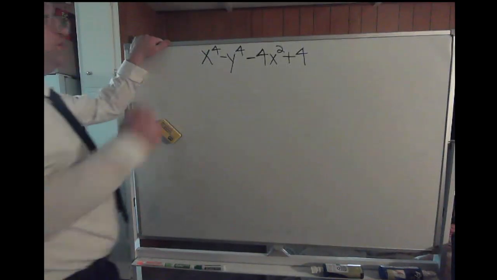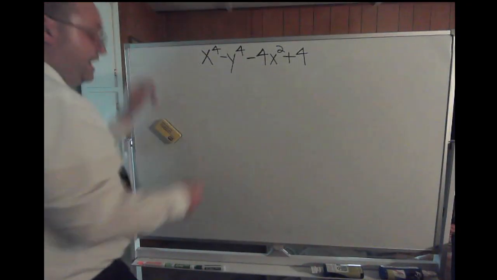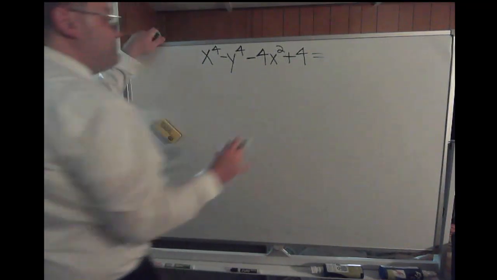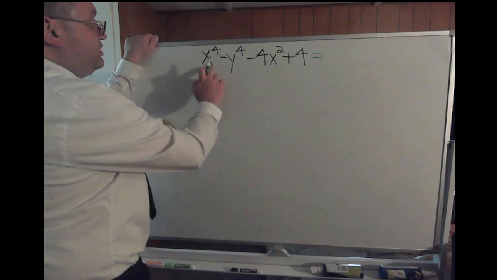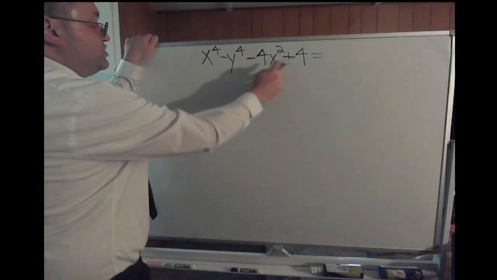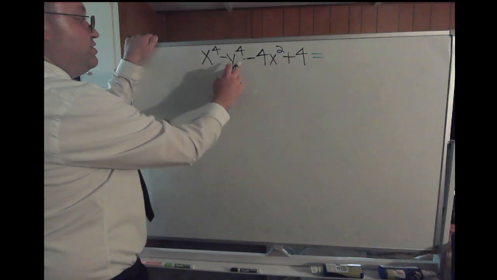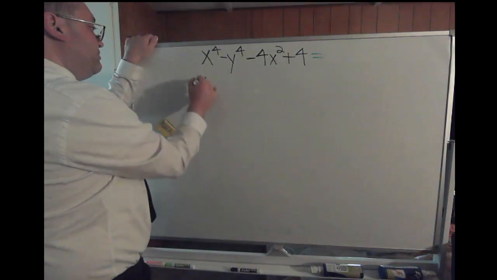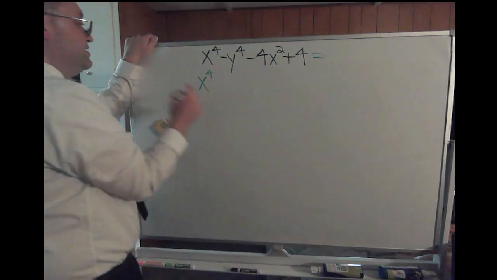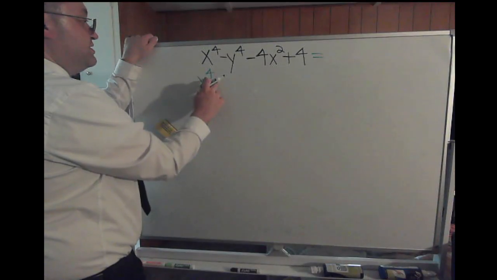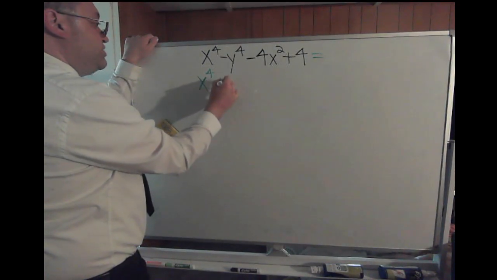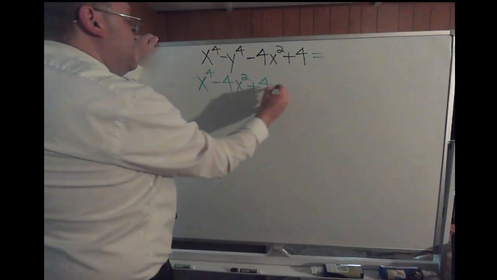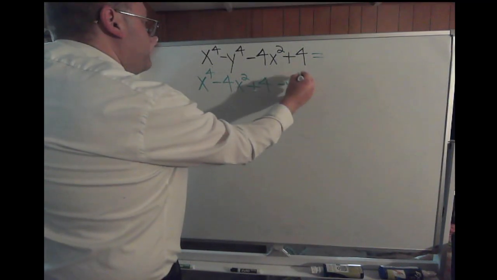We do have a perfect square trinomial. I will show you how in just a second. If you look at x to the 4th minus 4x squared plus 4, it looks like your y to the 4th is the odd man out. So you can rearrange this by the commutative property of addition. You would get x to the 4th minus 4x squared plus 4, minus y to the 4th.